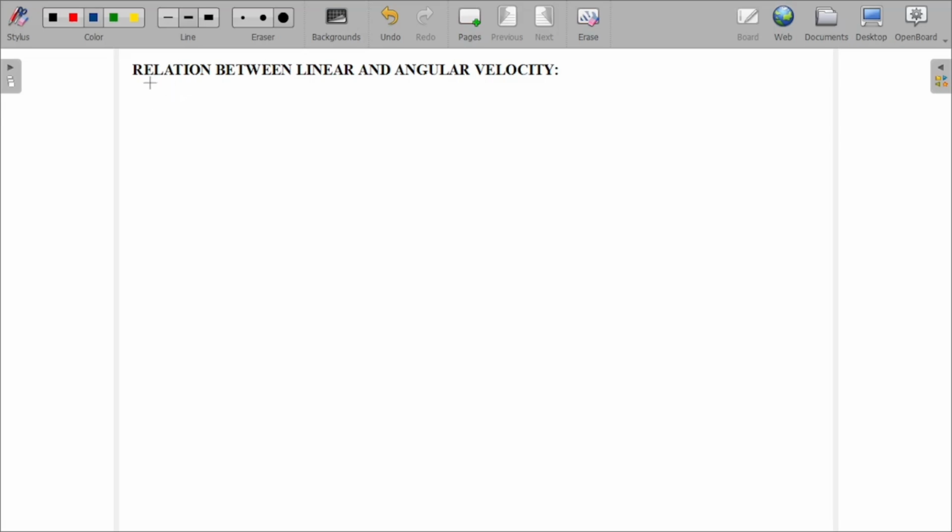Okay, next concept, relation between linear velocity and angular velocity. So linear velocity will be denoted with v and angular velocity denoted with omega. Okay, this is pronounced as omega, right?